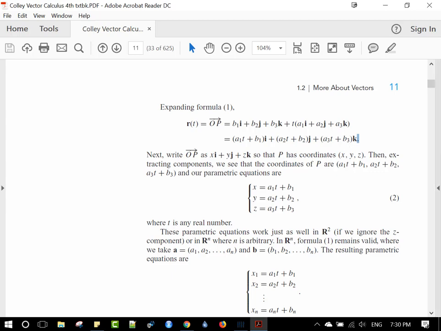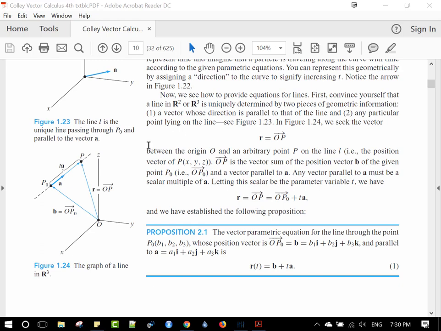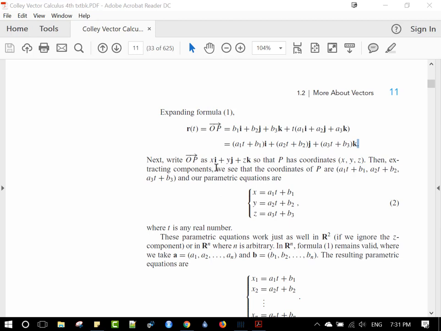And now R, don't forget R. R was where? Here was R. So this is OP. Do we have an expression for OP yet? Not yet, but this is obviously some combination of I, J, and K as well. We're going to call it some combination of I, J, and K.